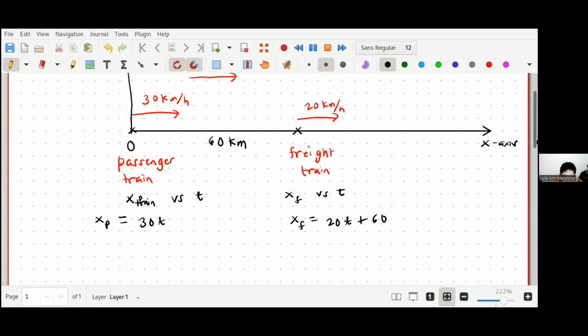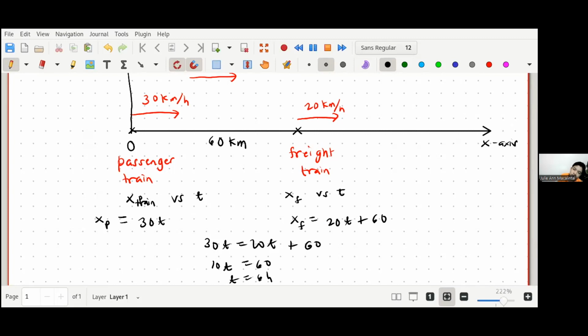T equals 6 what? 6 hours? Tagal po mag-catch up. Okay, so 30T equals 20T plus 60. So we're going to get 10T equals 60. So T equals 6 hours. So ngayon alam na natin yung travel time.